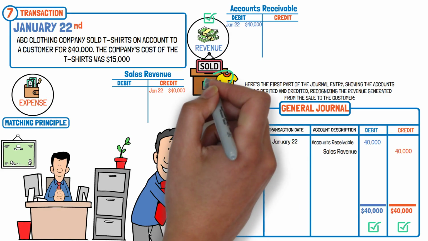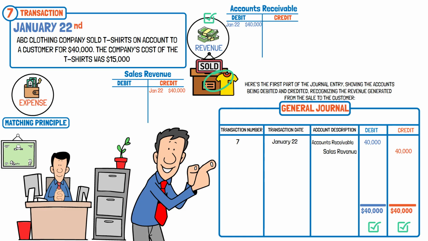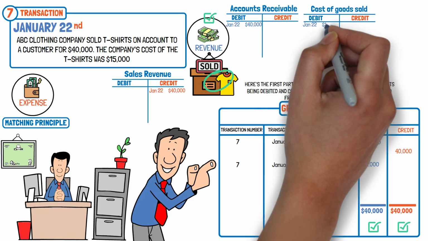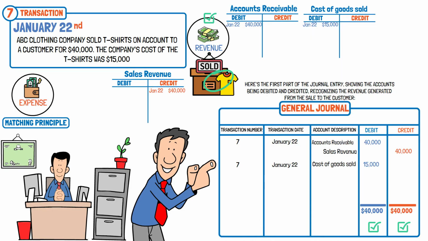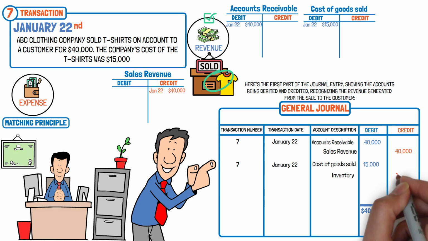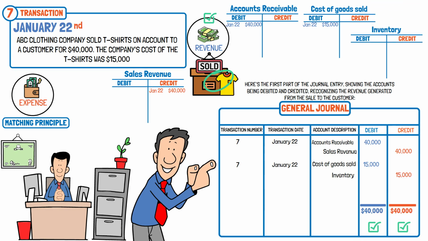Since the t-shirts were sold to the customer, they must be removed from the company's inventory account and transferred to the expense account called Cost of Goods Sold. As a result, the Cost of Goods Sold account will be debited by $15,000, increasing the balance in that account with a corresponding decrease to the inventory account by crediting $15,000 to that account.